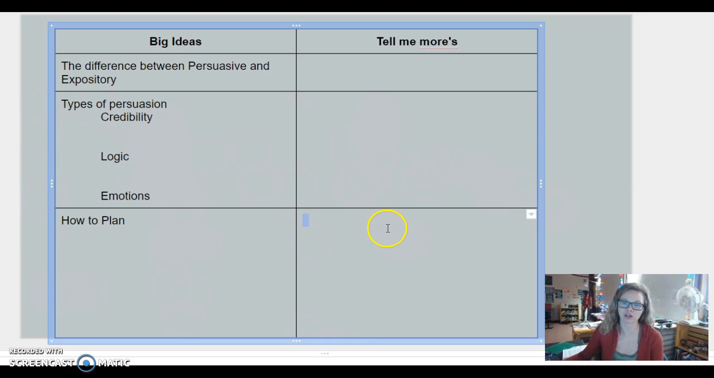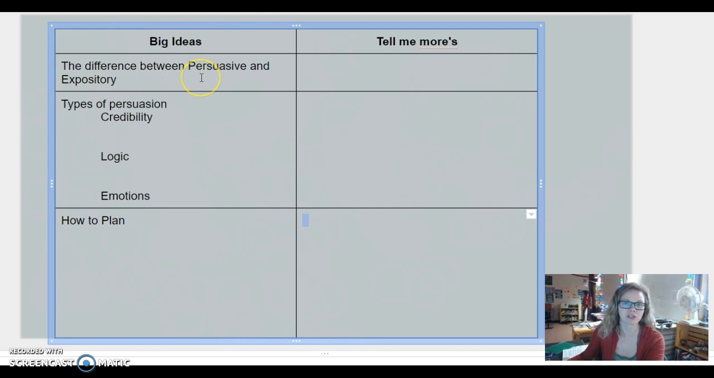So first thing you need to do is probably pause this video at this moment and make a T-chart like so in your notebook. Or you can do it on Google Docs if you would rather do it that way and then print it and put it in your notebook if you'd like to type. That's up to you, but you need to create a T-chart like the one that's on the board that says big ideas on the left, tell me more is on the right.